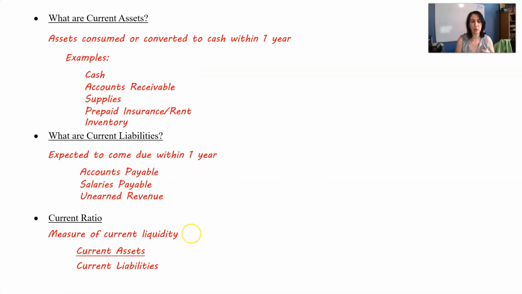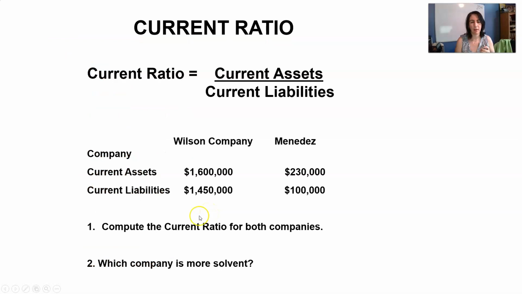All right. So you want that number to be greater than 1. You want to have more current assets to less liabilities. Okay. All right, so we'll pick this up on the next round.